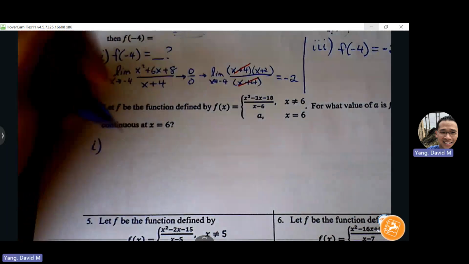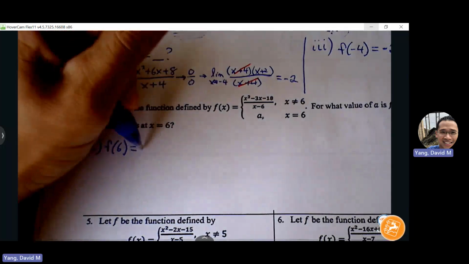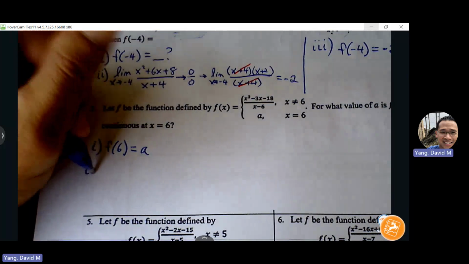First condition, does the point exist? F of 6 is equal to what? A. That's all we know. Okay, so we'll just hold on to that and keep going.